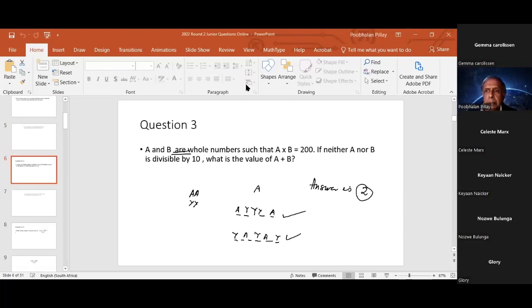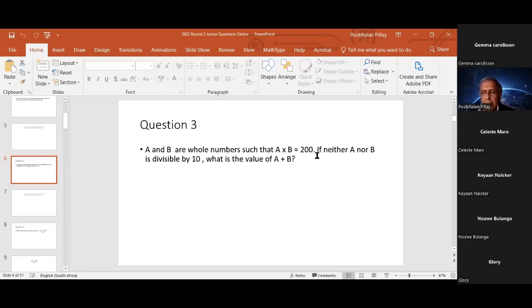The third question says A and B are whole numbers, and A times B is 200. If neither A nor B is divisible by 10, what is the value of A plus B? So that's the question. You know that when you multiply the two numbers, you get 200. And you know that neither of these two numbers is divisible by 10, which is the same as saying neither of the two numbers ends in 0.